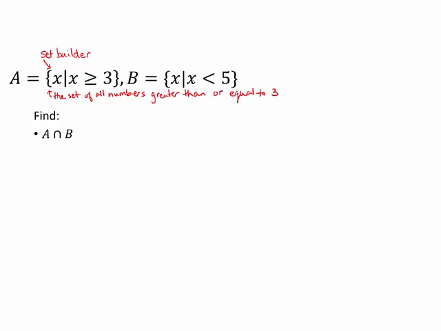Set B, how would you describe that set in words? Set B is the set of all numbers less than 5, not including 5 because it doesn't say "or equal to." So that's what that notation means.